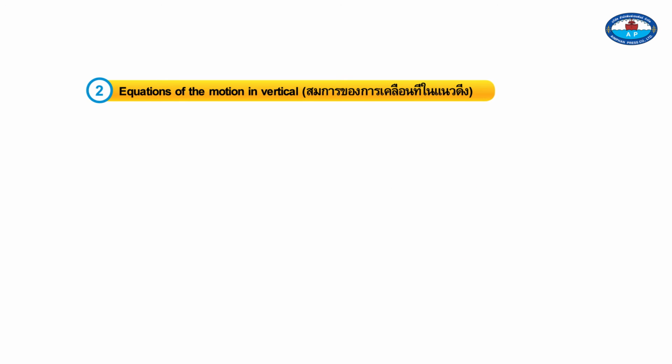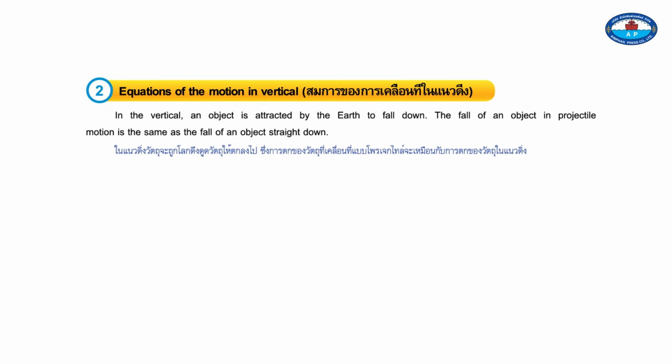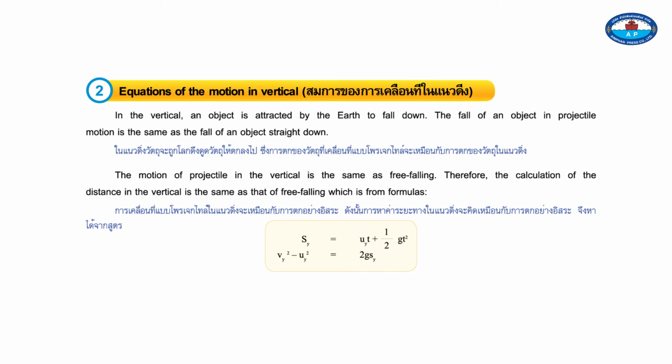2. Equations of motion in the vertical. In the vertical, an object is attracted by the earth to fall down. The falling of an object in projectile motion is the same as the falling of an object straight down. The motion of a projectile in the vertical is the same as free falling. Therefore, the calculation of the distance in the vertical is the same as that of free falling, which is from these formulas.